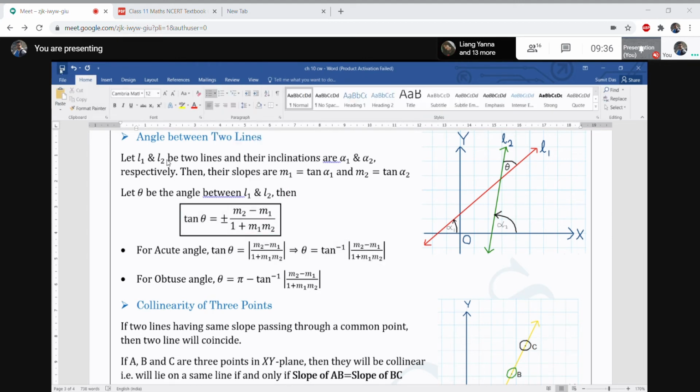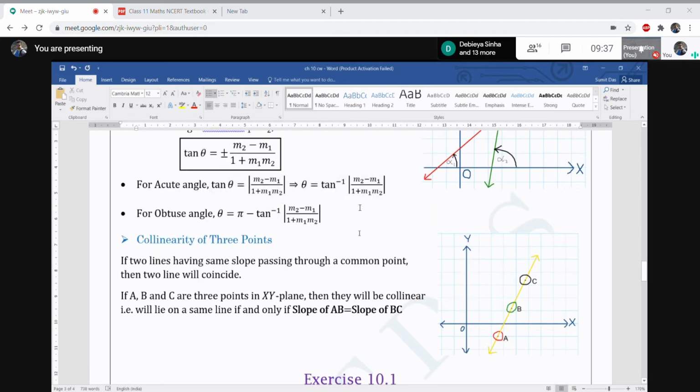This is the important formula. This formula will be used. So for the acute angle, the formula is tan theta equals the modulus of (m2 minus m1) divided by (1 plus m1 m2), which gives theta equals tan inverse of (m2 minus m1) divided by (1 plus m1 m2). And when it is an obtuse angle, we'll use this formula: theta equals pi minus tan inverse of (m2 minus m1) divided by (1 plus m1 m2). When we solve problems, it will be much clearer.